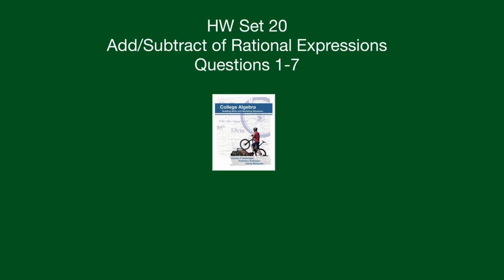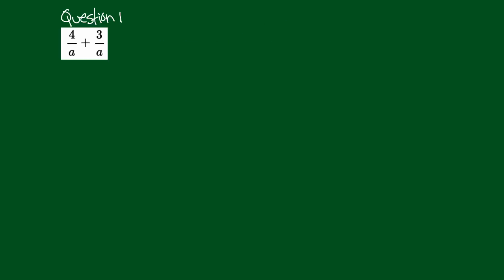This is how we're going to be adding and subtracting rational expressions. Well, here in question 1, I see I've got two fractions. They have the same denominator. So as long as they have the same denominator, I can just write that denominator and add the tops. 4 plus 3, so I'm going to end up with 7 over a.